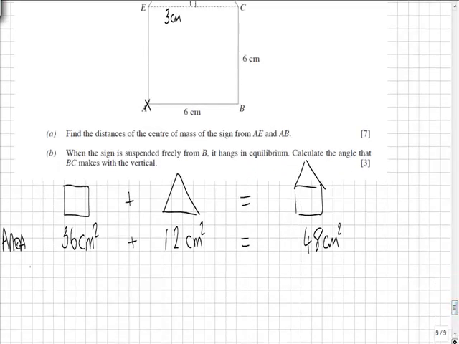Now I need to find the centre of mass of each of the individual components of the road sign. So we'll put X and Y down. Now for the square, this is relatively straightforward. We can see from A we'd have to go 3 centimeters along the base and 3 centimeters up the vertical to get to the centre of mass, the centre of the square. For the triangle, we've got to remember that if we're moving from A, we've got to pass through the square just to get to the base of the triangle.